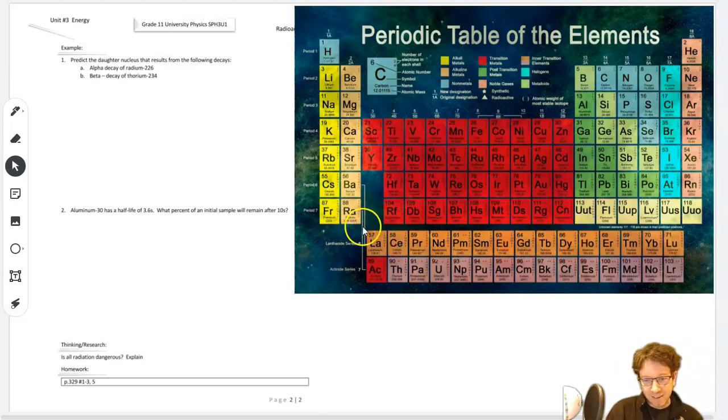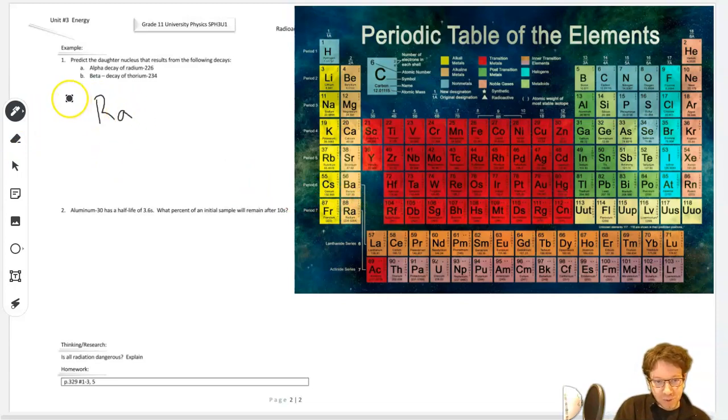So radium has an atomic number of 88. So we're going to write this as Ra, and it's 226 with an atomic number of 88. All right, so that's going to give us something new, plus an alpha particle, which is 4 and 2, and then plus some energy.